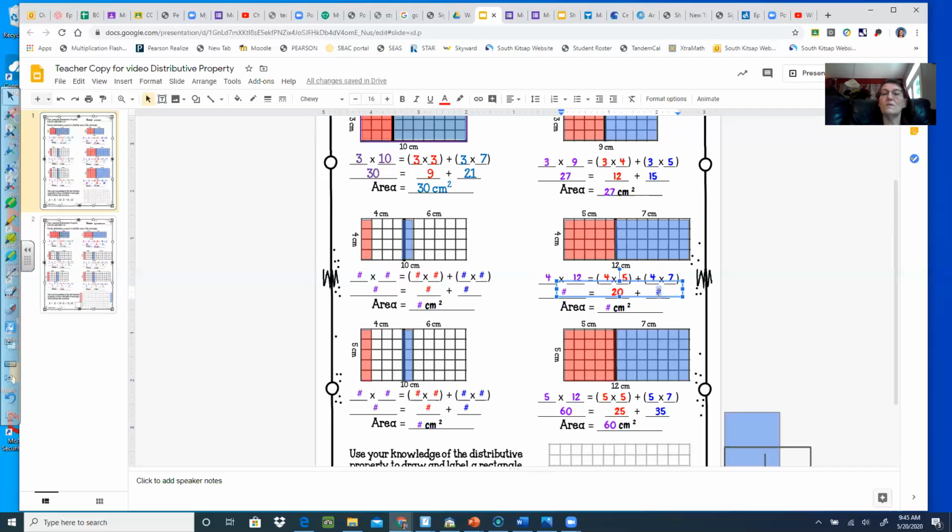Now, 4 times 7. Well, if 4 times 5 is 20, I need another 4. I need another 4. So that would be 8. I need 8 more. So that'd be 28. There we go. So now I need to add the 20 and the 28. And that's 48. So this guy's 48.